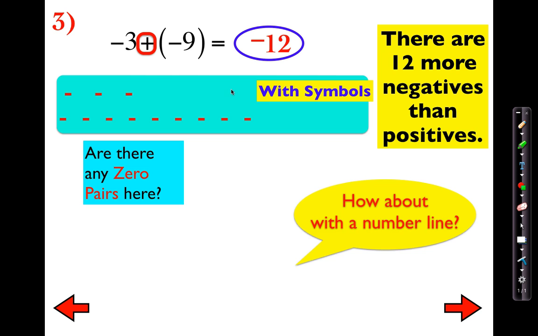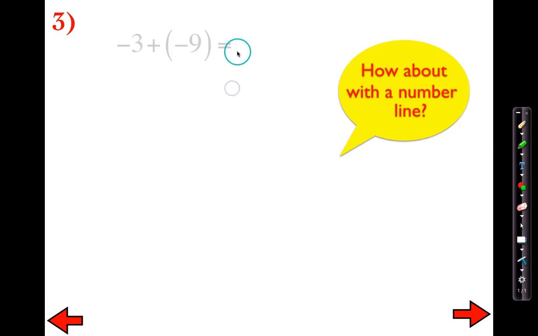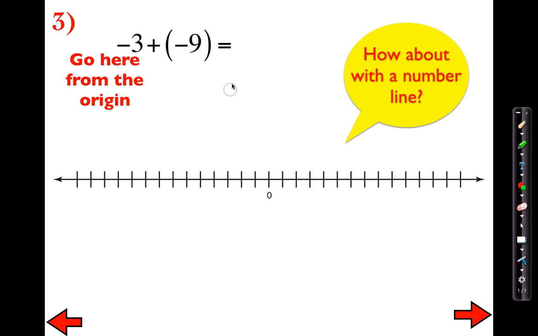But again, what about a number line? Well, let's see. First, starting at 0, because that's your origin, I'm going to move to the left 3.